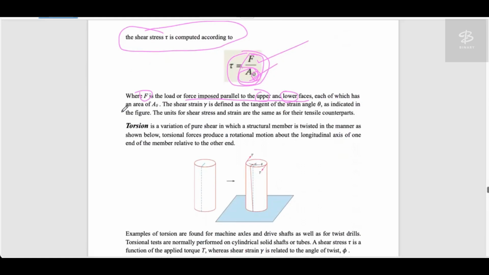The shear strain is gamma, and gamma is induced similar to the stress-strain relation. In the shear stress, we have the shear strain. I will explain strain further.